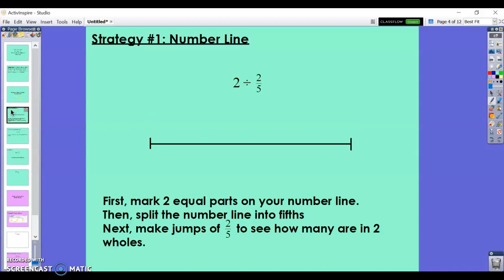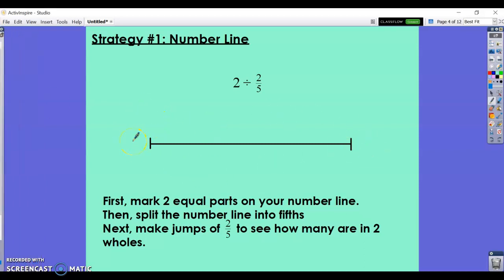Your first strategy that you can use is a number line. Your equation that we're working with is 2 divided by 2/5. So first you're going to draw your number line. You'll notice that mine is already drawn. And you're going to make sure your number line is split into 2 equal parts because that's how many wholes we have. We have 2 wholes. So I'm going to split my number line.